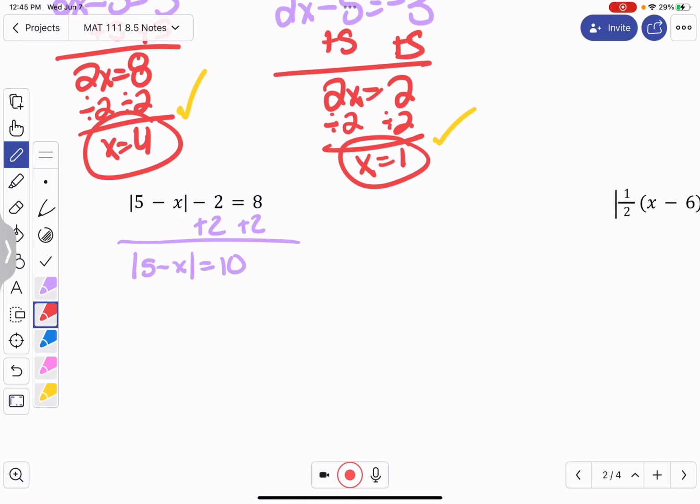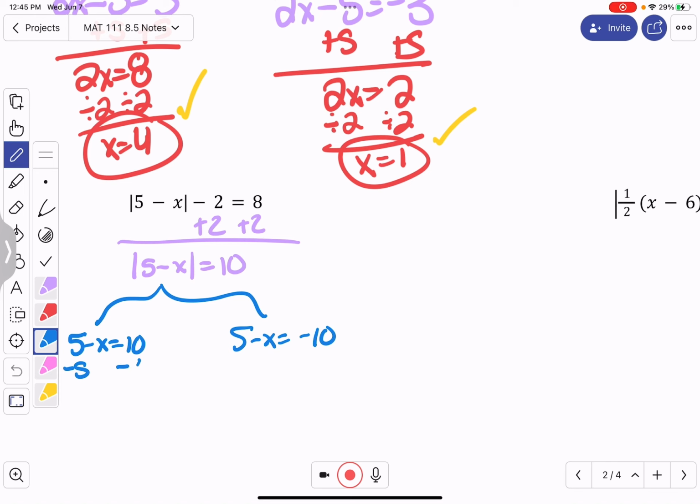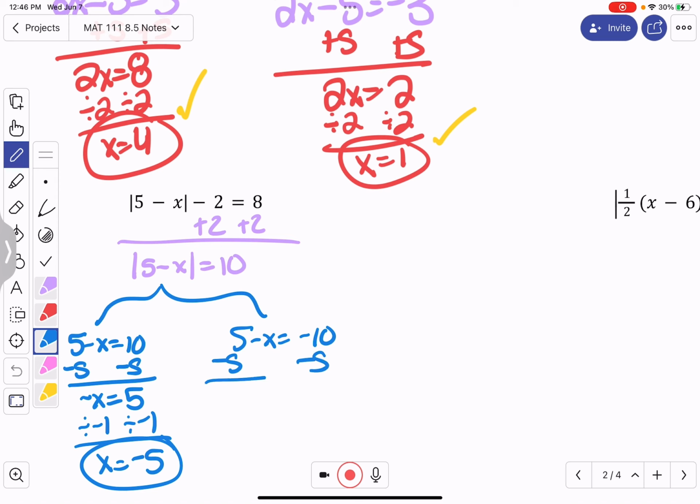Now that all we have on the left is absolute value, we can do 5 minus x equals positive 10, and 5 minus x equals negative 10. Then we just solve those. So I subtract 5 from both sides, divide by negative 1 to get the x positive, and we have negative 5. Subtract the 5 from both sides here, we get negative x equals negative 15. Divide by negative 1 to make the x positive, and our two answers are 15 and negative 5.